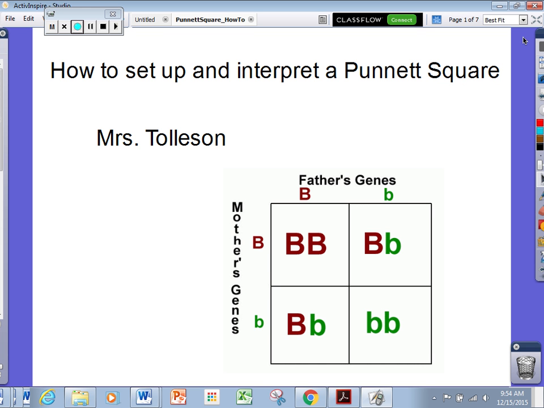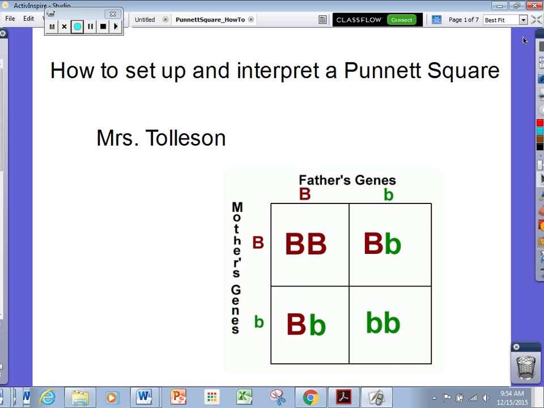So in this video we're going to talk about how to set up a Punnett Square and how to interpret the results. In your notebooks we did some notes on this on page 62, so if you want to have that out so you can add any extra details you might have missed in class, that might be a great idea. And obviously pause at any time if you need to read over something again on the screen.